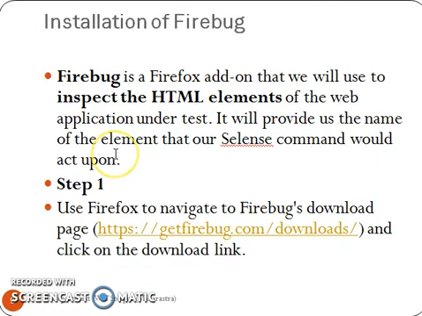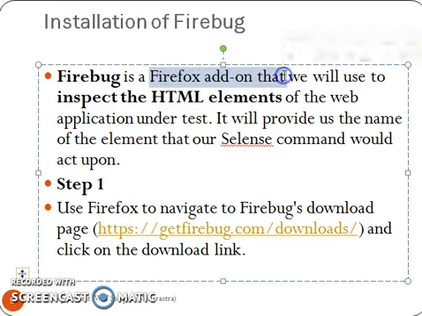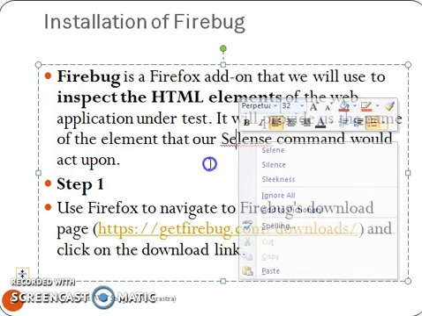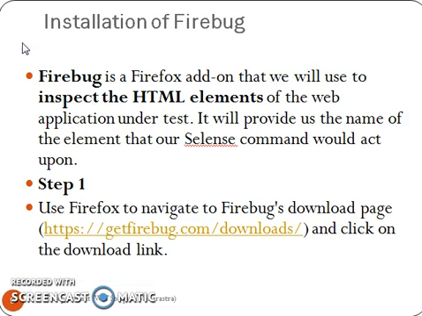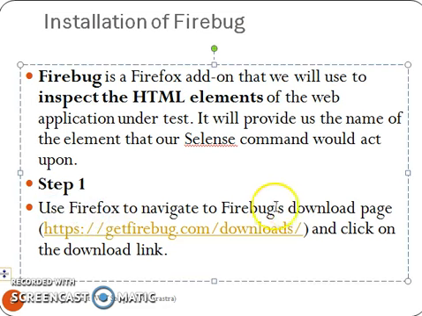So next we will discuss the installation of the Firebug add-on. Firebug is a Firefox add-on that we will use to inspect the HTML elements of the web application under test. It will provide us the name of the element that our Selenium command would act upon. So what are the steps that we have to follow for the Firebug download? First step is to use Firefox to navigate to the Firebug download page. So I will copy the link.